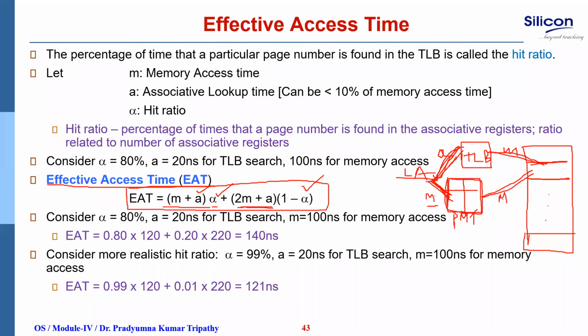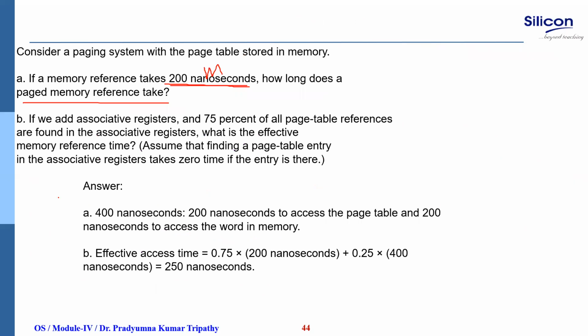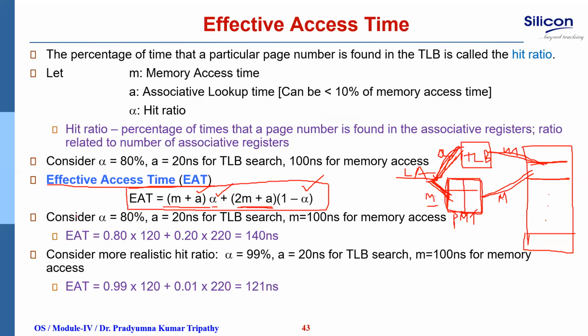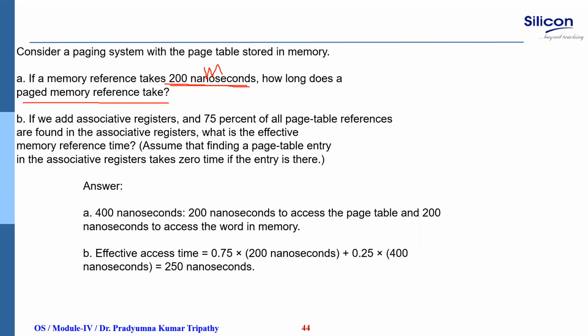Here, considering the TLB, this formula is there. If the values alpha, A, M are given, you just put the value to compute the result. But suppose TLB is not there. So this A time will not be there. Only 2M, into the total number of accesses. So 200 into 2, that means 400 nanosecond.